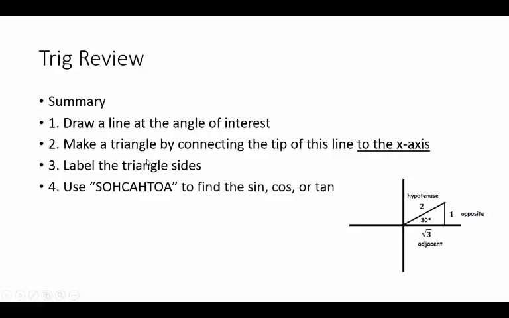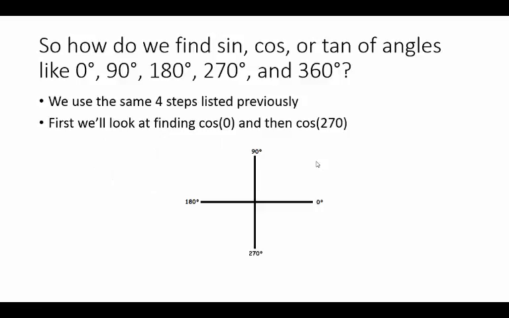So now let's summarize this. We draw the line, we make a triangle by connecting the tip of our line to the x-axis, we label our sides, and then use SOHCAHTOA to find our trig identity. So now how do we find the sine, cosine, or tangent of angles that are on the coordinate axes? We will use the same 4 steps that we did previously.